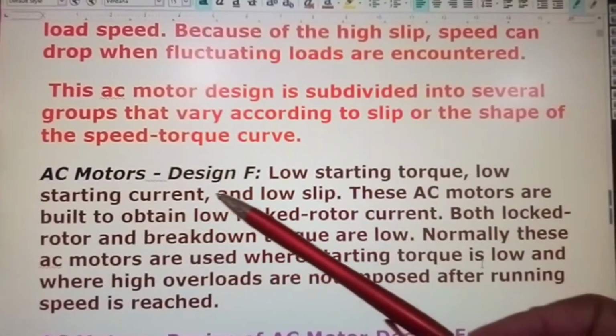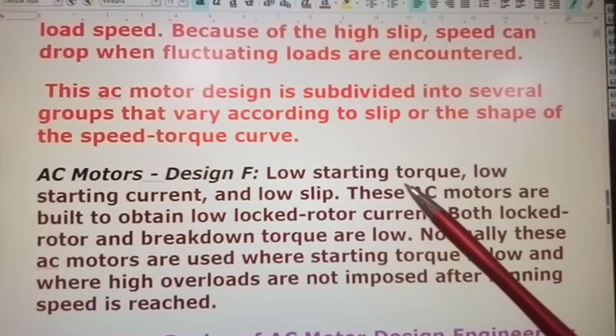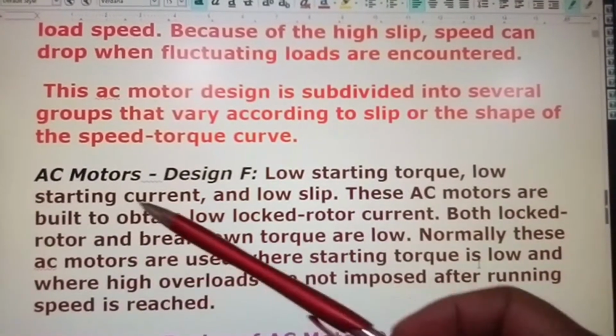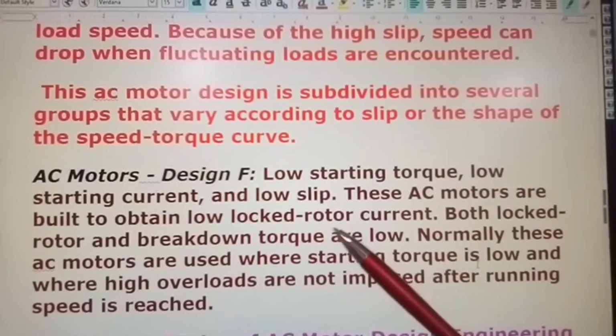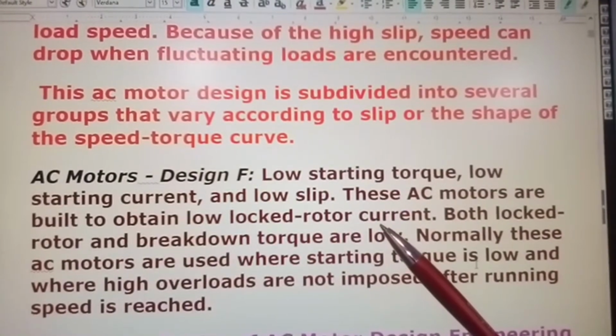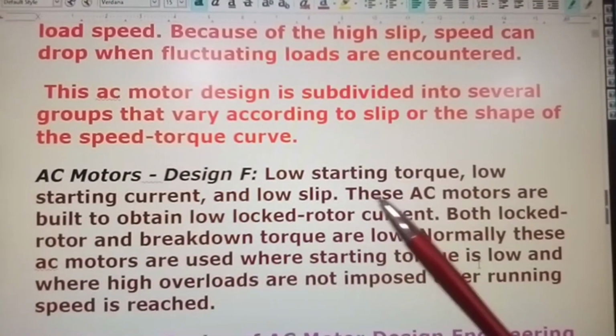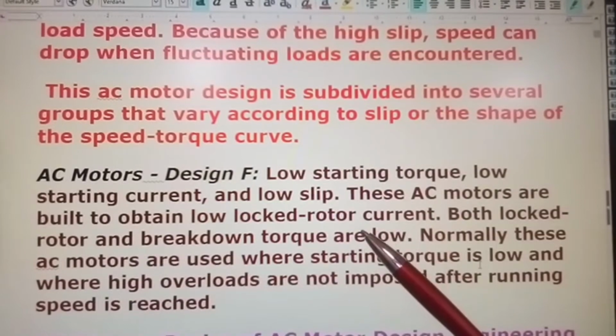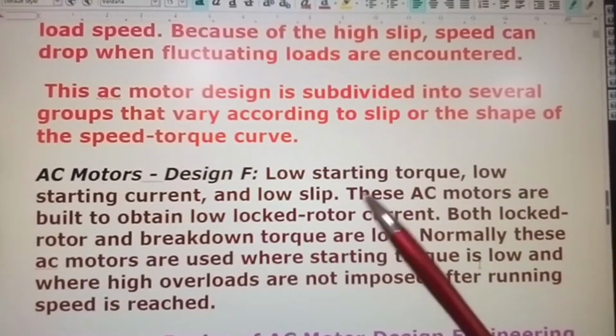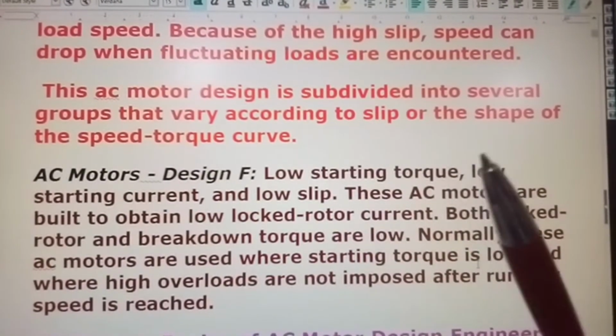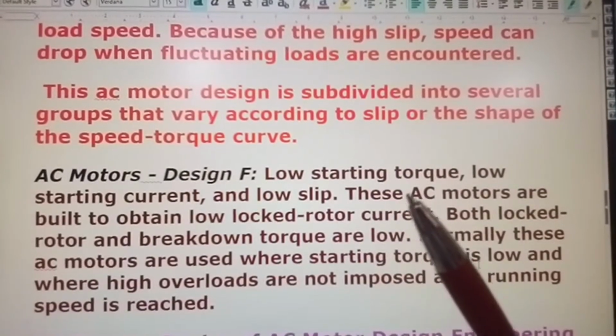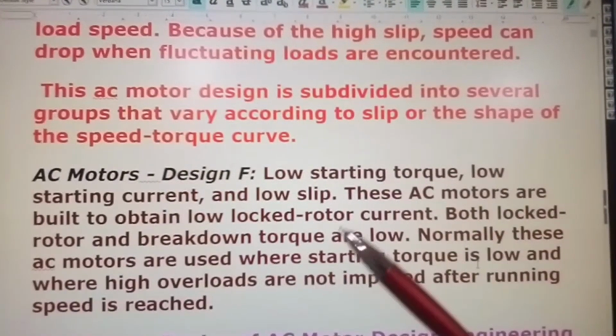The AC motor design F, low starting torque, low starting current and low slip. Now on average you normally have roughly a 5% slip, but don't hold me to that because that can change depending on the type of motors you are working with.